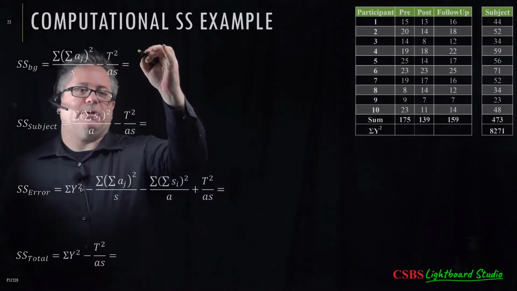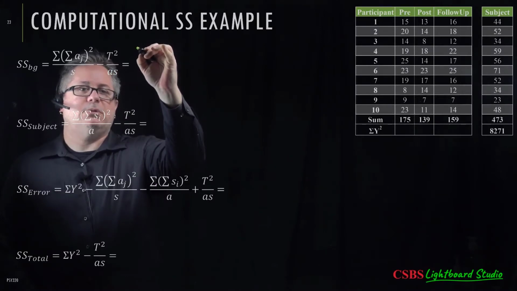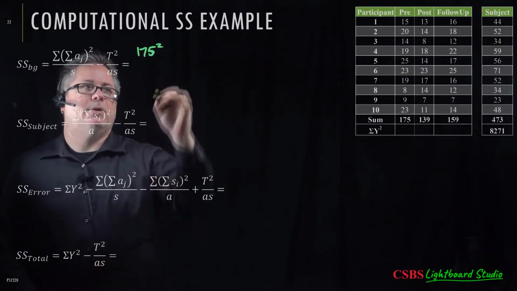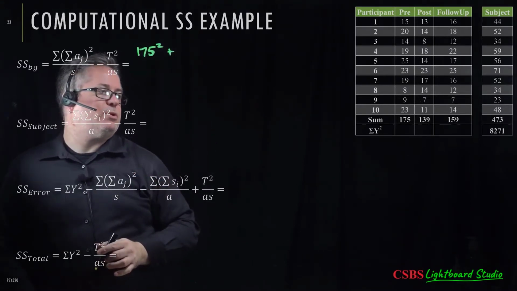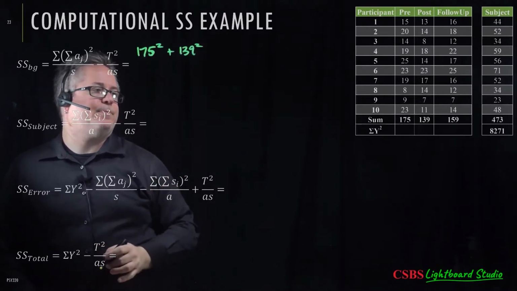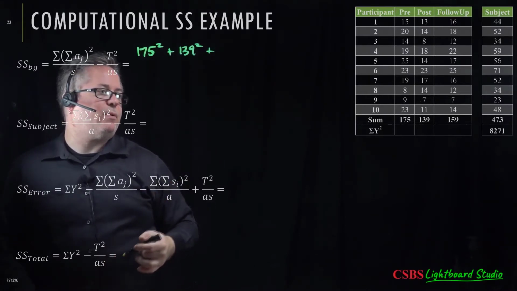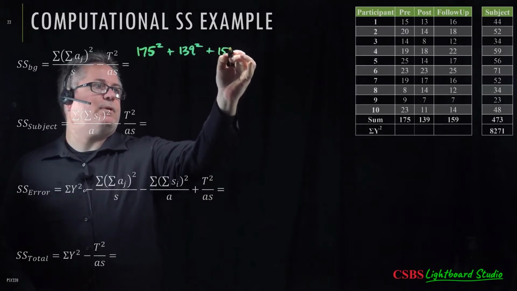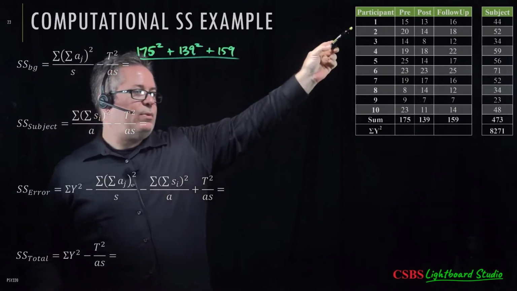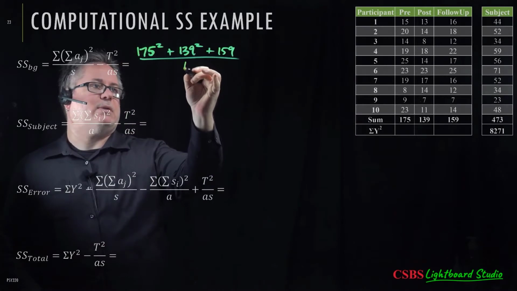So starting up here, I need the sum of A1. So the sum of A1 is 175 squared, plus sum of A2, which is the post, is 139 squared. And I need the sum of A3, which is the follow-up, of 159. Take all that, and I'm going to divide by the number of participants. So each one, we're adding up 10 things, so I'm dividing here by 10.